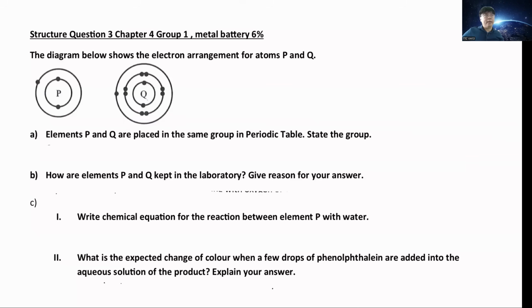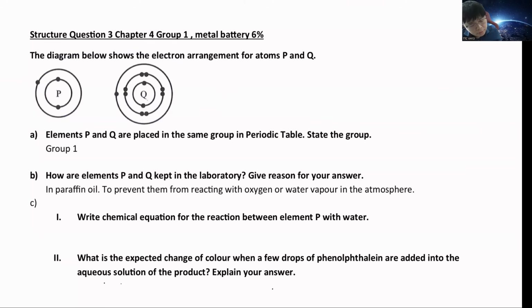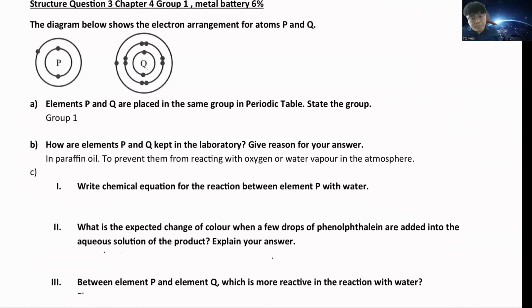Then another sample question. They might give you unknowns, because sometimes in exams, instead of giving you lithium, potassium, they'll give you P and Q. You can see both come from group 1 because they got one valence electron. So they will keep inside the paraffin oil because group 1 is very reactive. You expose them to water and oxygen, very fast they will react. Okay, equation between P and water. So you have to write P plus water. Okay, then P is group 1, so become P+. Water got H+ and OH-.